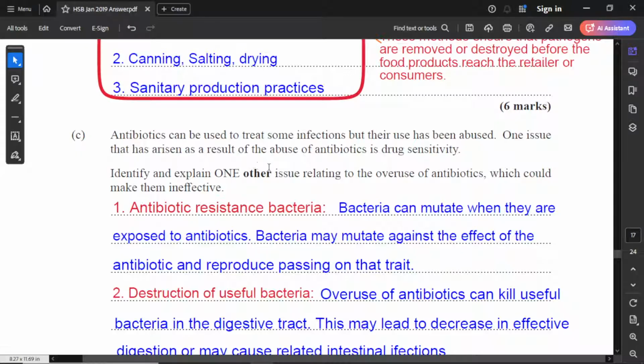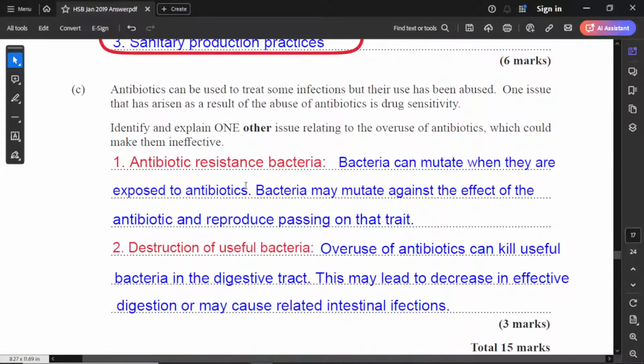And so identify and explain one other issue relating to the overuse of antibiotics, which could make them ineffective. A very common one here is that antibiotic resistant bacteria may be developed. Bacteria can mutate, and then they will reproduce. When they mutate and reproduce, they will produce offspring or bacterial cells that are now also resistant to the antibiotic.